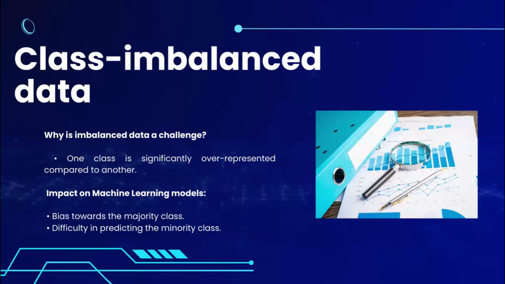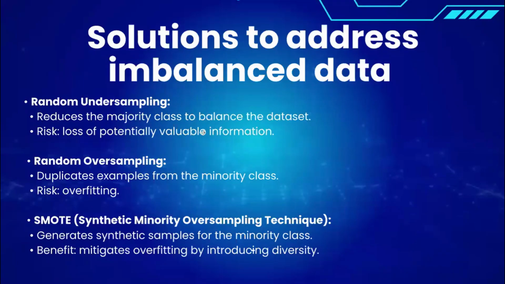So SMOTE is a technique used in machine learning to address the issue of class imbalance in datasets. It works by creating synthetic samples for the minority class to increase its representation rather than simply duplicating existing samples. So this helps in mitigating the risk of overfitting and improves the model's ability to generalize.